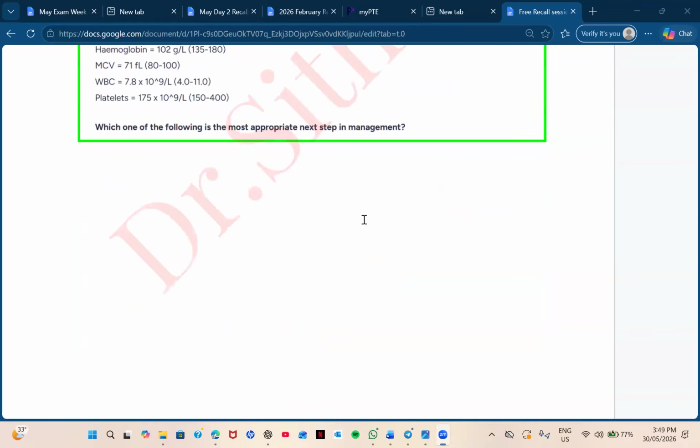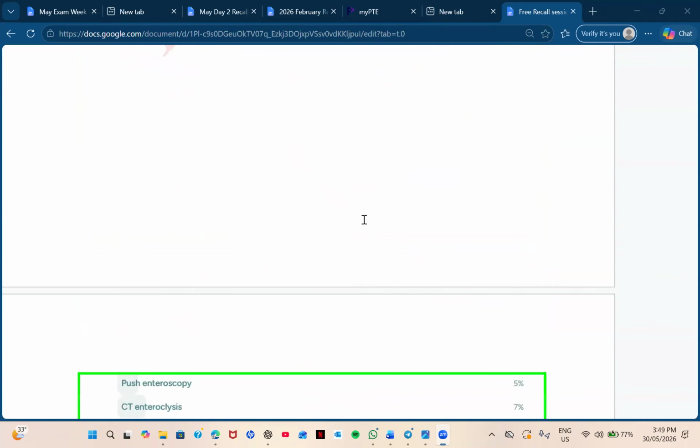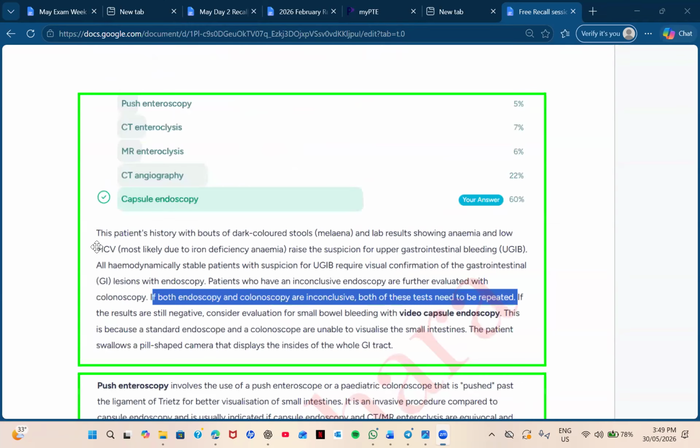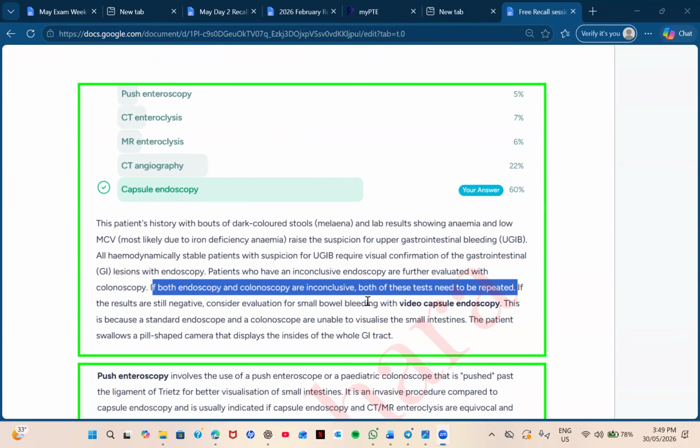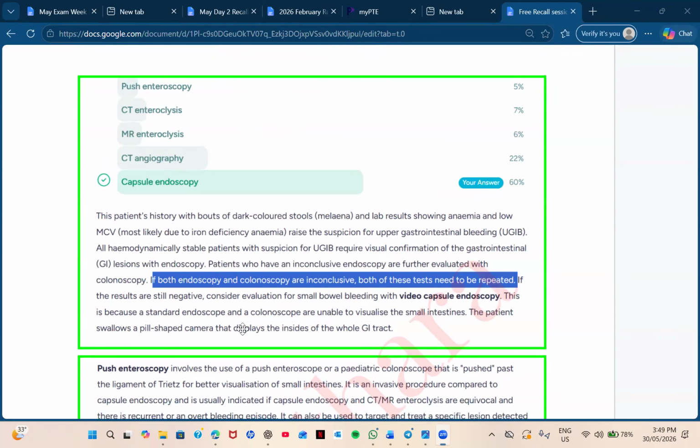I know you all know the answer. The point is this. This patient has a history of bouts of dark colored stool, or what we call melena, and lab results showing a low MCV, most likely due to iron deficiency anemia. This raises suspicion for upper GI bleeding. A hemodynamically stable patient with suspected upper GI bleeding requires visual confirmation of the GI tract. So with the endoscopy, patients who have an inconclusive endoscopy are further evaluated with colonoscopy.